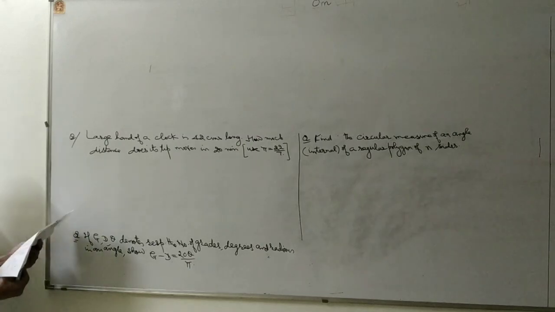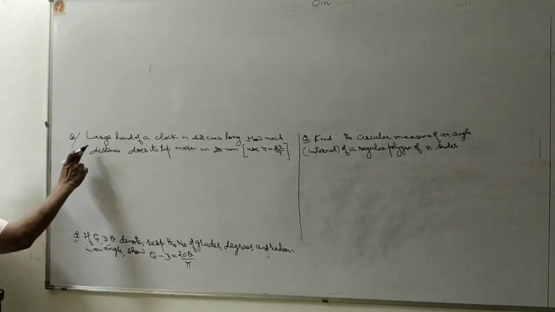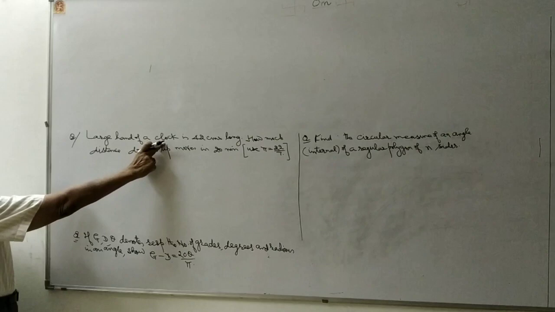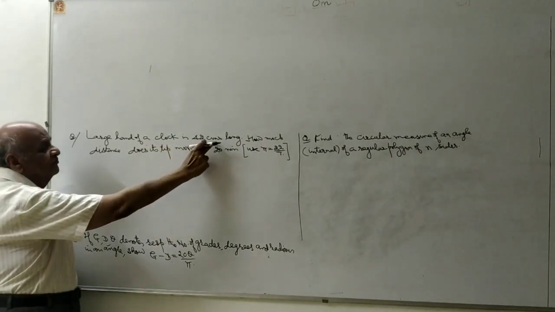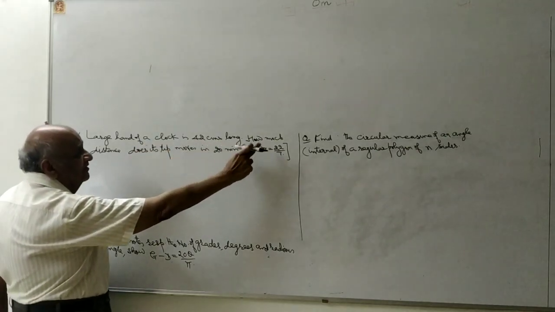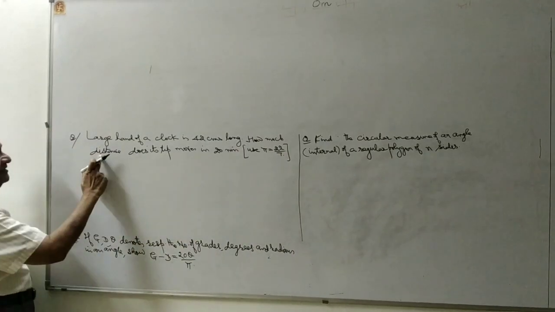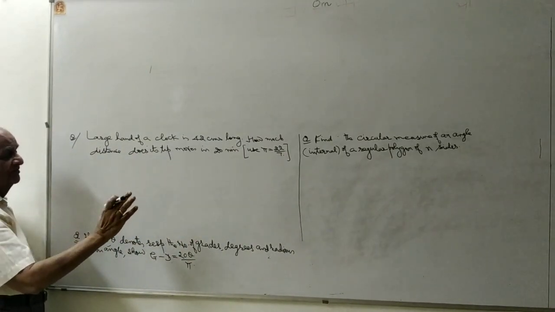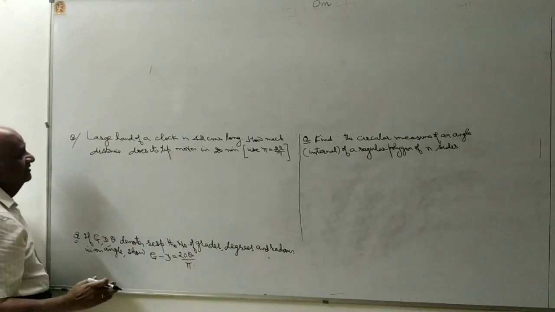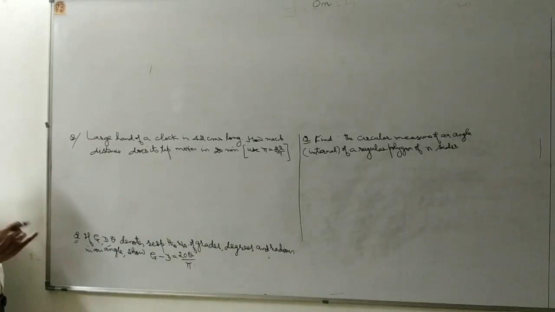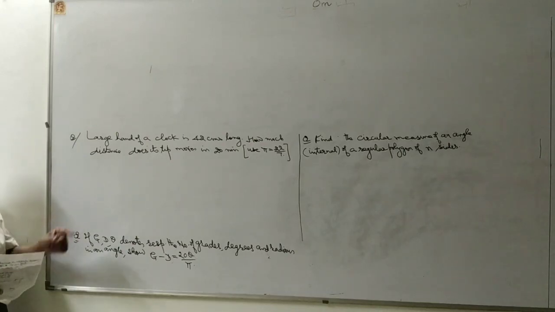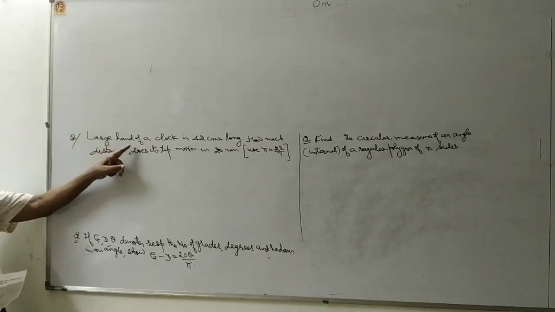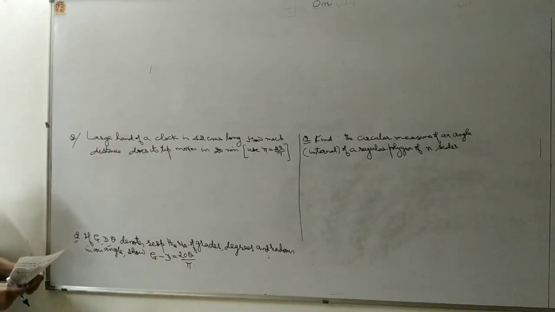Take up another problem. The question is: the large hand of a clock is 42 centimeters long. How much distance does its tip, meaning extremity, move in 20 minutes? Large hand means the big hand. There are two hands in the clock; the big hand is what we call the large hand. The large hand of a clock is 42 centimeters long.